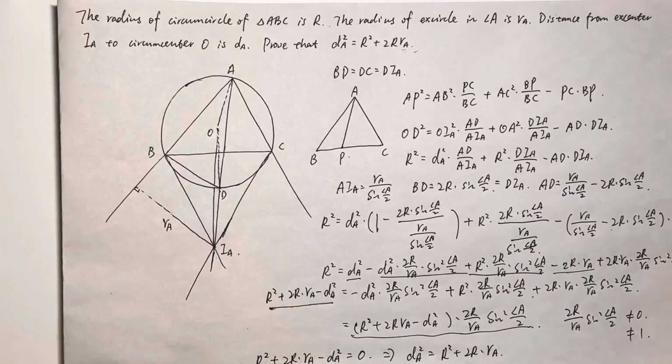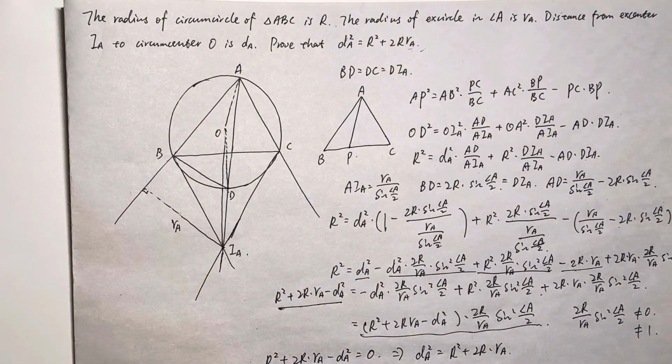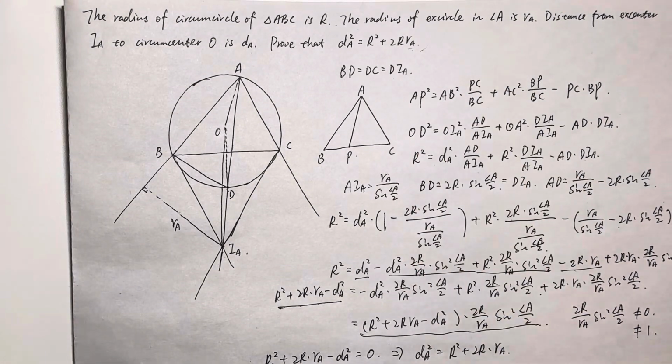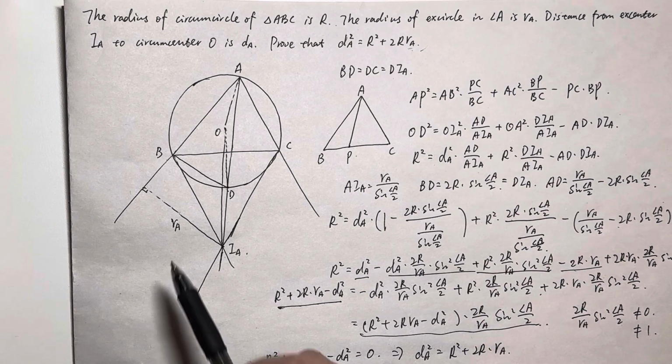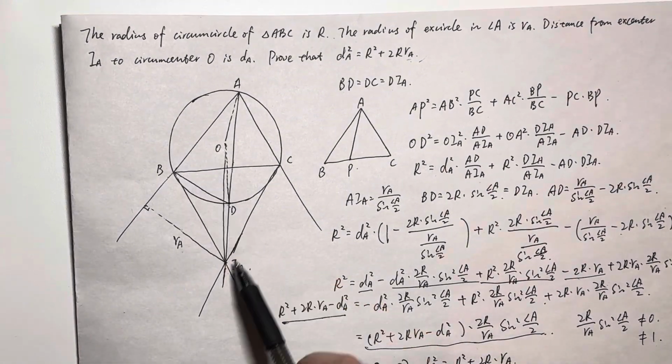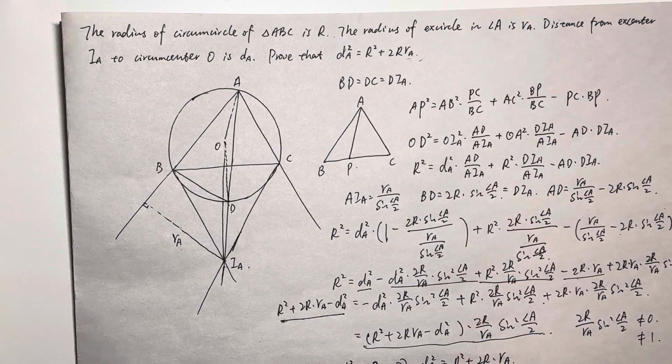So for this problem, we just use the Stewart theorem to solve it. It's a warm-up problem. It's not very difficult. I just want to show that the Stewart theorem is a very powerful tool, especially in calculating distance squared like this. Also, in this problem we use our knowledge of RA and BD equals DIA. Those are all properties we discussed in previous videos.